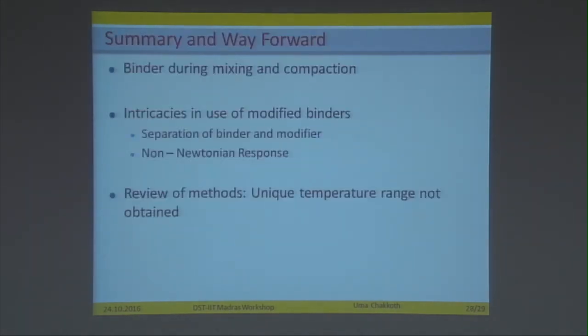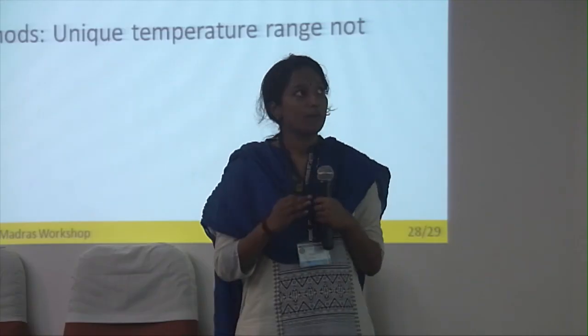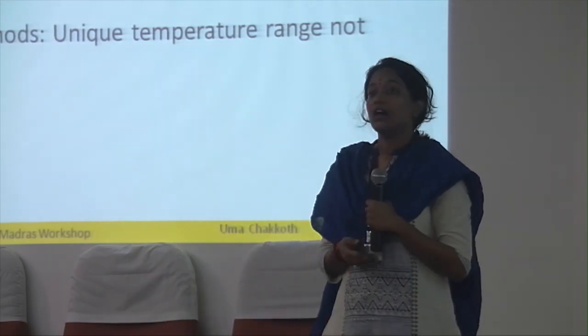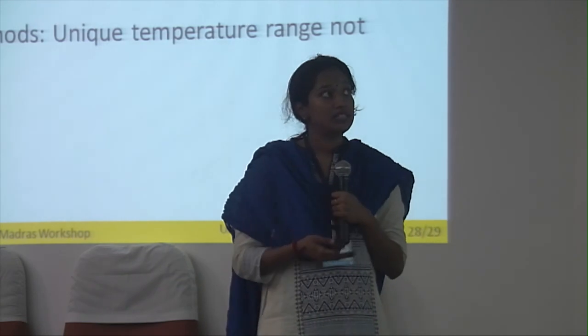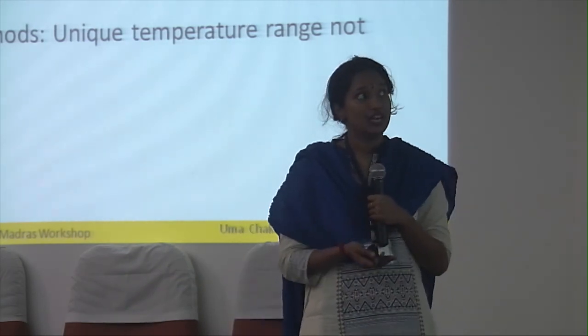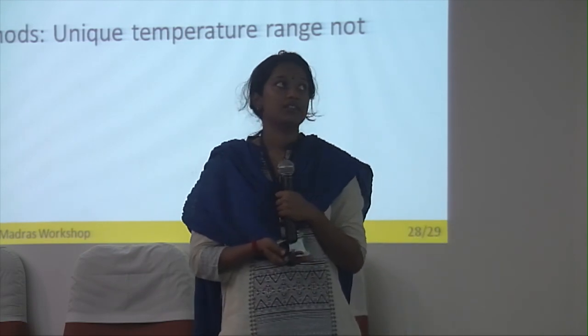So, to summarize, we discussed the mixing and compaction regime, that is, what happens to the binder during mixing and compaction. What are the functions of the binder? It should adequately coat the aggregates, and during compaction it should facilitate the movement of aggregates in order to form the compacted layer. What are the intricacies in the use of modified binders? There is a shear rate dependency which is exhibited by modified binders.